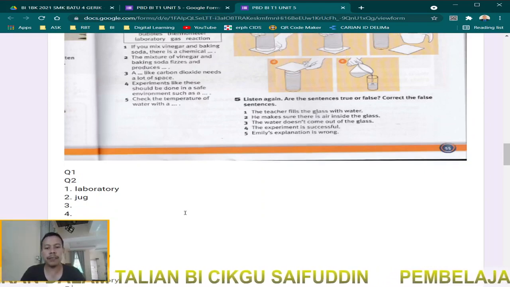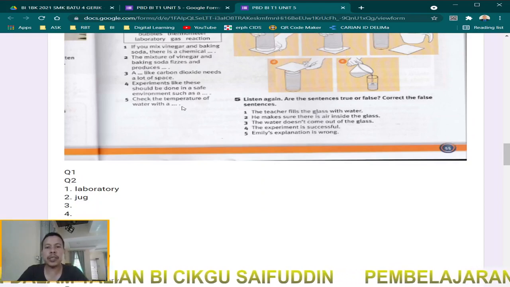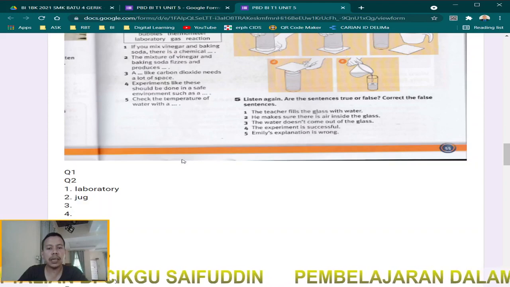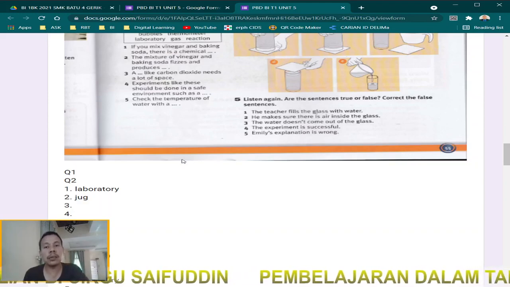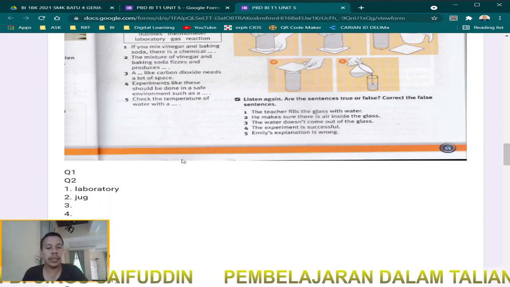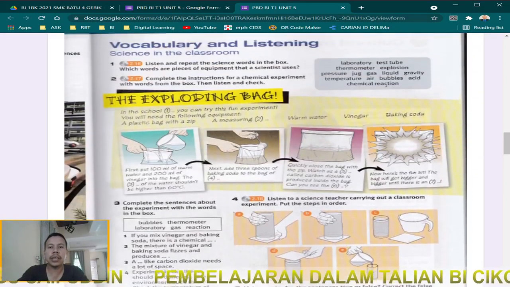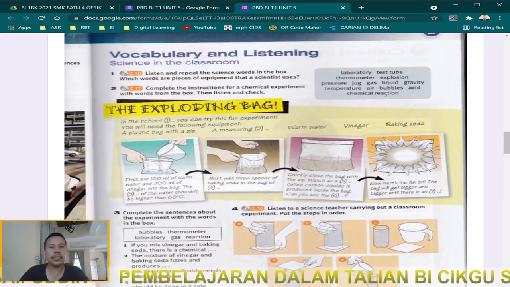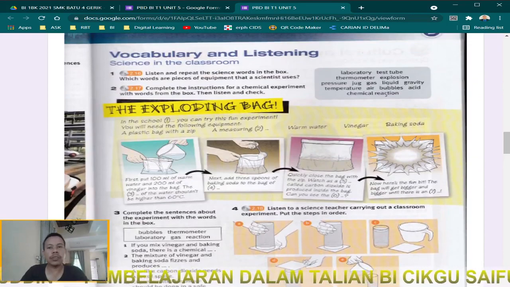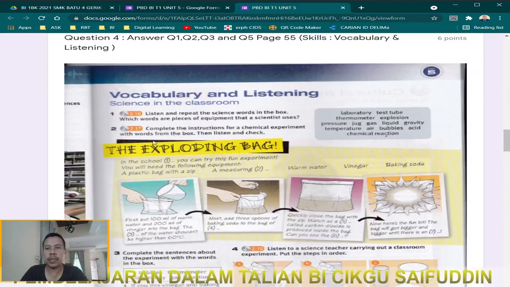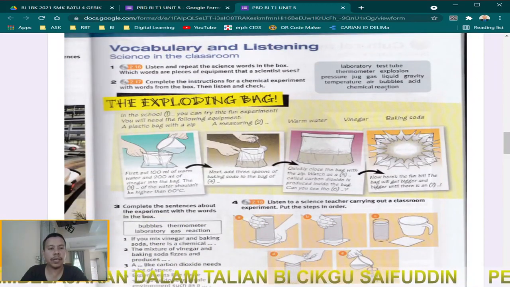Okay, number 5. Check the temperature of the water with a. Okay, apakah alat yang digunakan untuk kita memeriksa suhu air? Okay, so question 1, question 2, question 3, and let's look to the question. What do you call that? 5. Okay, thank you.